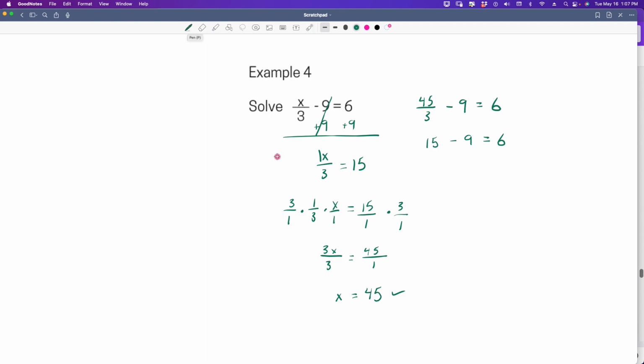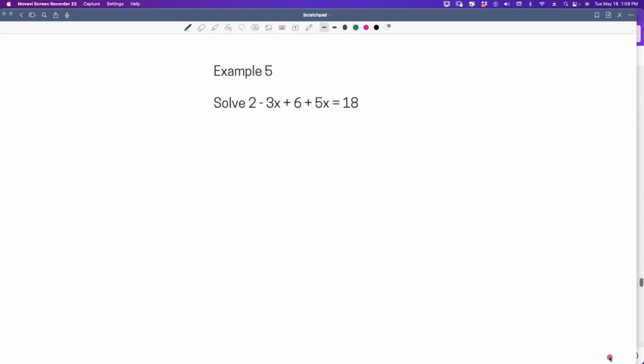So let's do some more that are just a little bit more complicated and time consuming. Or not time consuming, but more detailed, I should say. So example 5 has a little bit more complicated situation. We have to do a couple of different things. The first thing we have to do is combine like terms because we have multiple terms here and some of them look alike. So let's do that first.